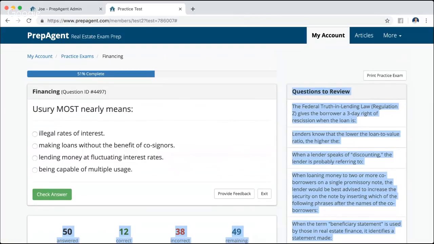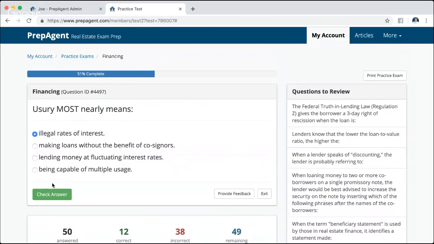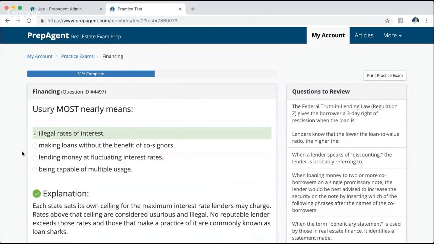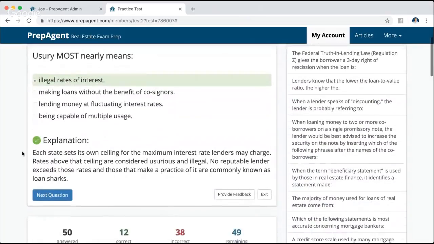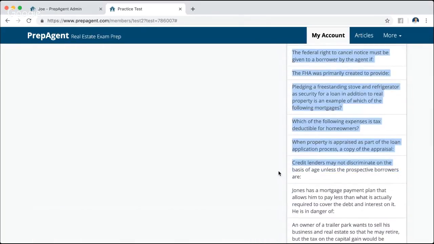Usury most nearly means A, illegal rates of interest, B, making loans without the benefit of cosigners, C, lending money at fluctuating interest rates, or D, being capable of multiple usage. And the answer is A. It's like loan sharking. Bad thing to do.